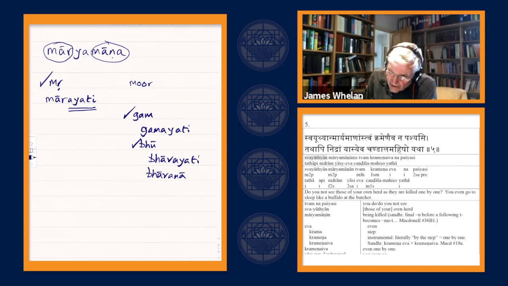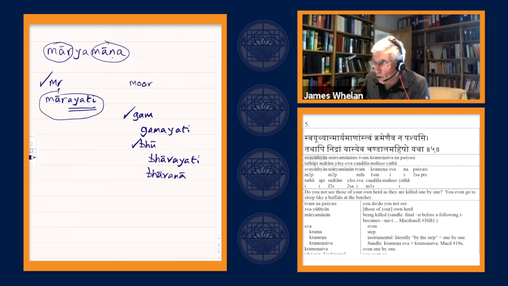Anyway, back to marayati. So mri, to die, marayati, to cause to die, therefore to kill. And there are other words for to kill. This is one of them, to bring death to somebody, make it die. And the present passive participle, being brought to death, being killed, is marayamana.